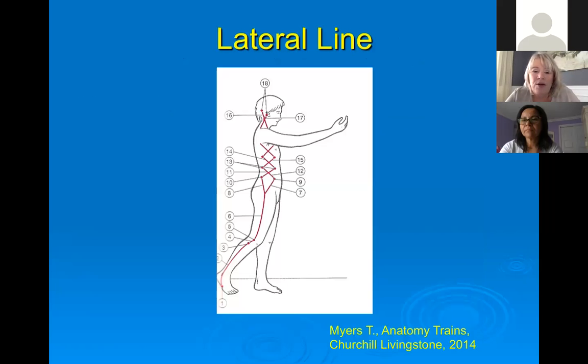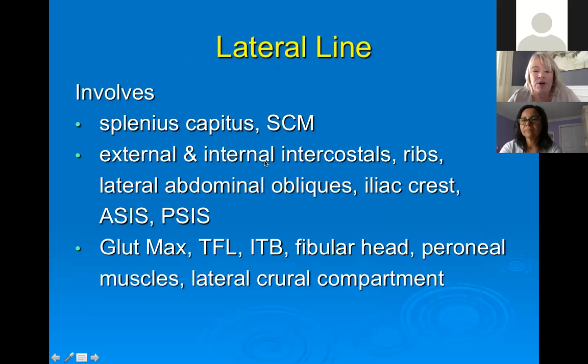So we talked about the front line, but there's also a lateral line that can affect the knee. Okay, so the lateral line, as you see, is yes, ITB, peronei, but also intercostals, all the way up to sternocleidomastoid, levator scap. So all of these structures, oftentimes people will complain of pain around the ASIS, PSIS, and we say, well, there's no joints there. No, but there's lots of fascia, okay?